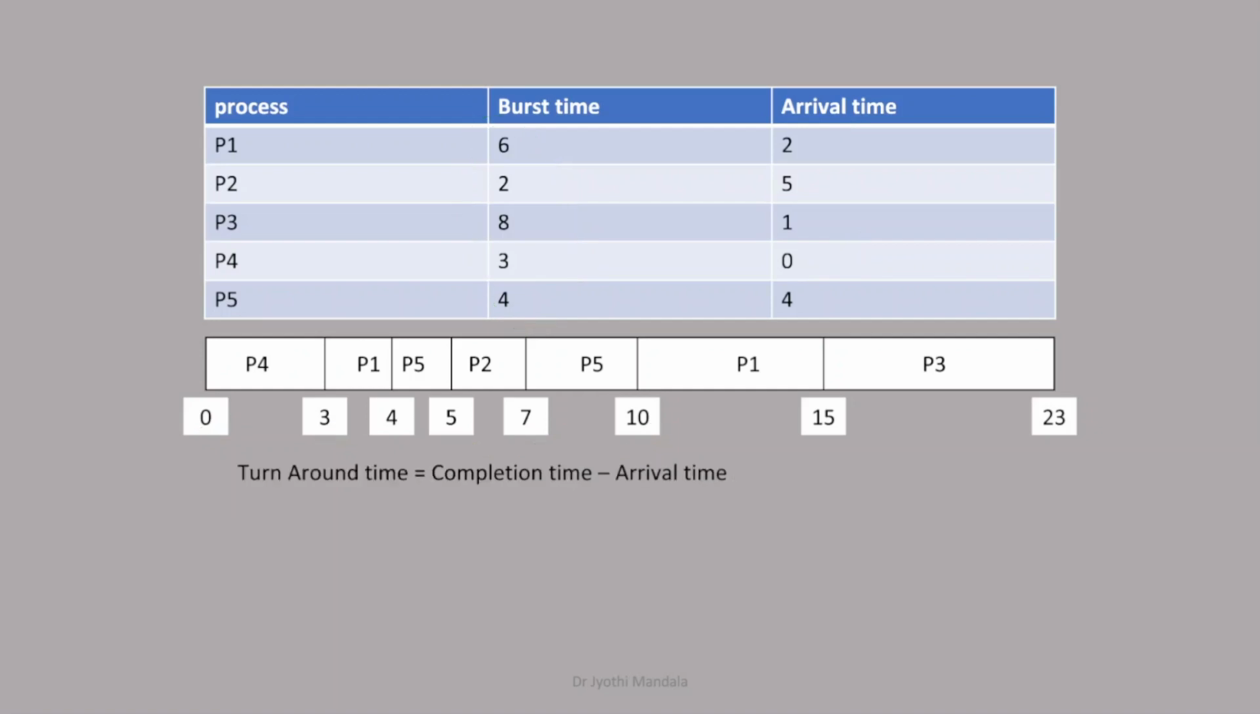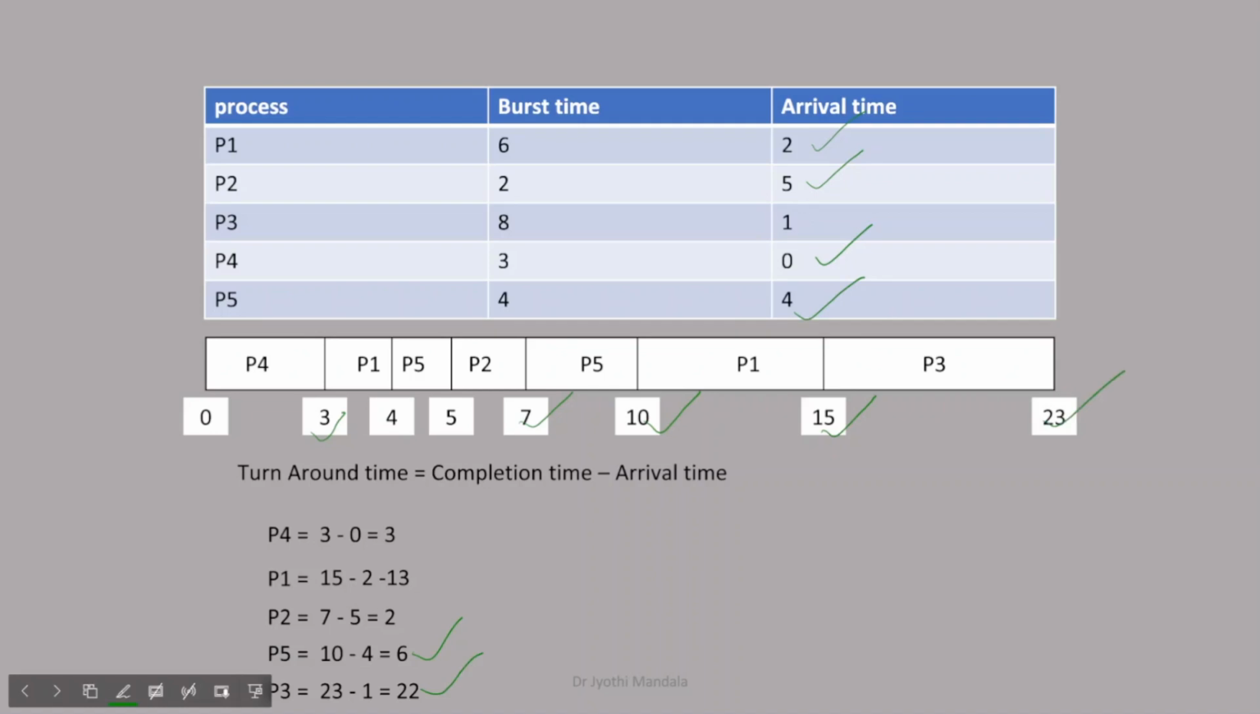Now, for the same example, what is the turnaround time? You already know turnaround time is nothing but completion time minus arrival time. For P4, 3 minus 0, which is 3. For P1, it completed at 15 seconds, minus 2, which is 13. For P2, it completed at 7 seconds, minus 5, which is 2. For P5, 10 minus 4, which is 6. And for P3, 23 minus 1, which is 20. So the average turnaround time will be the total of these values divided by 5. So this is about shortest remaining time first.